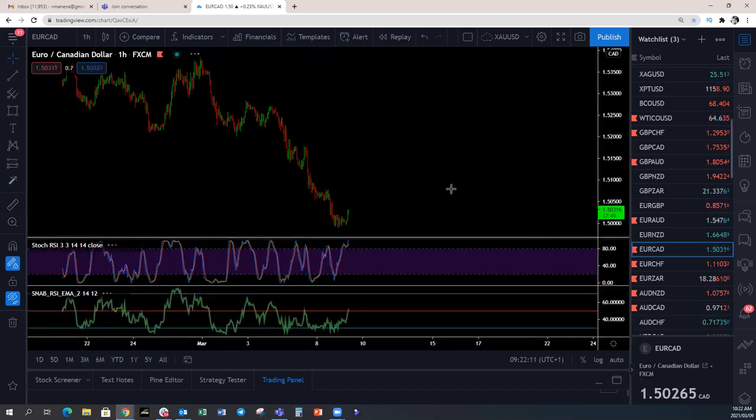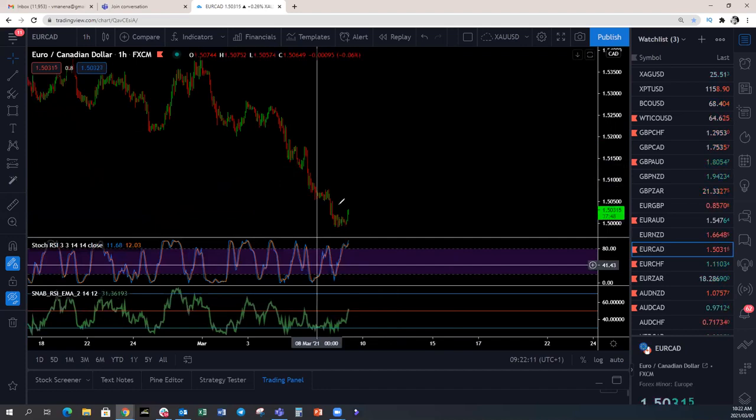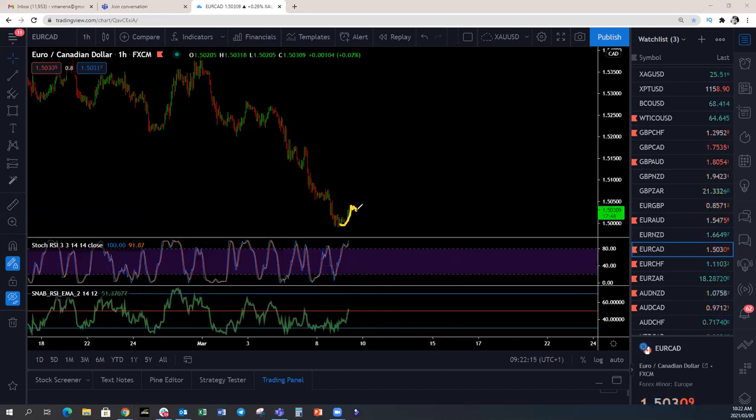EuroCAD, bit of a bounce there. That should just be a 3-wave structure. And then continuation to the downside. We are still pretty bearish on this one.